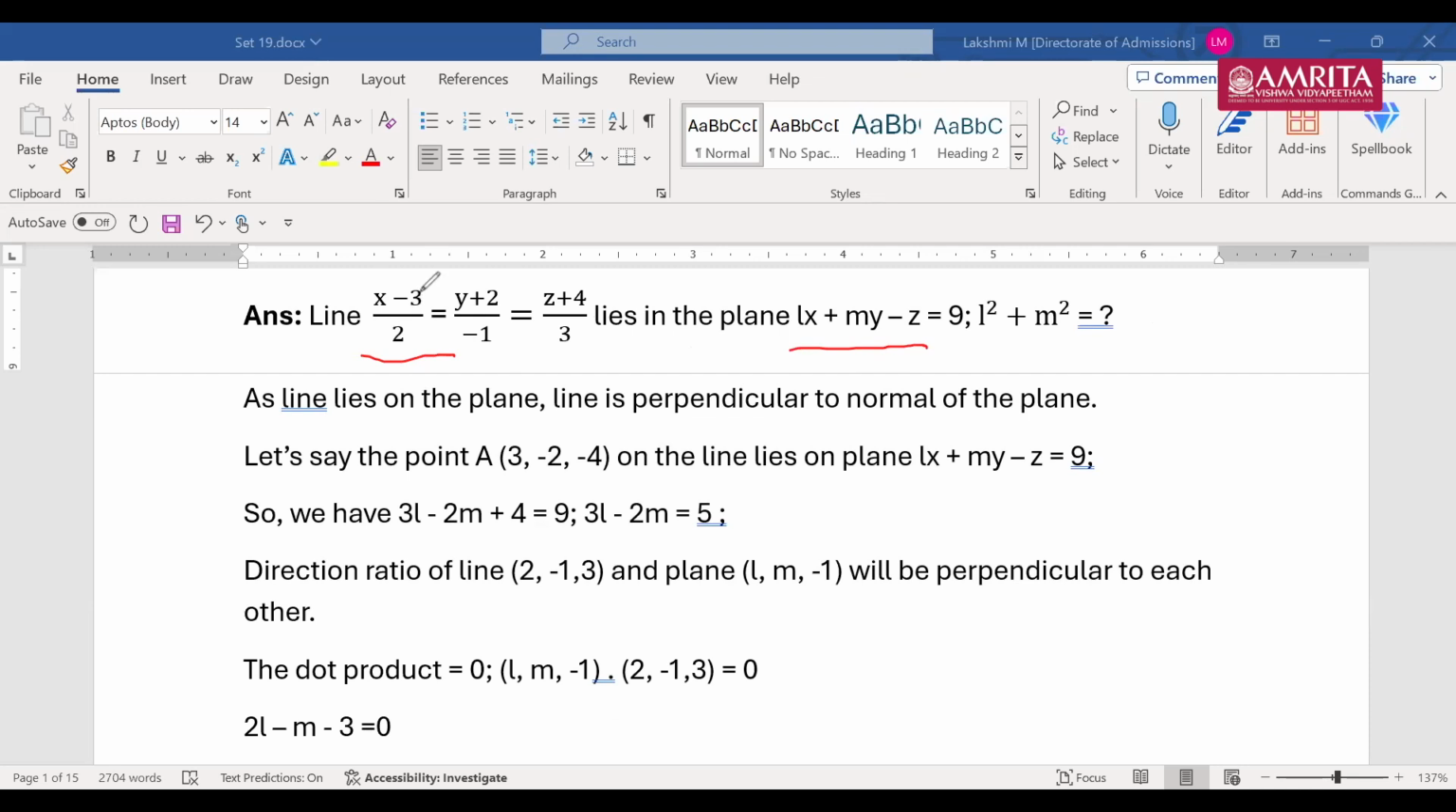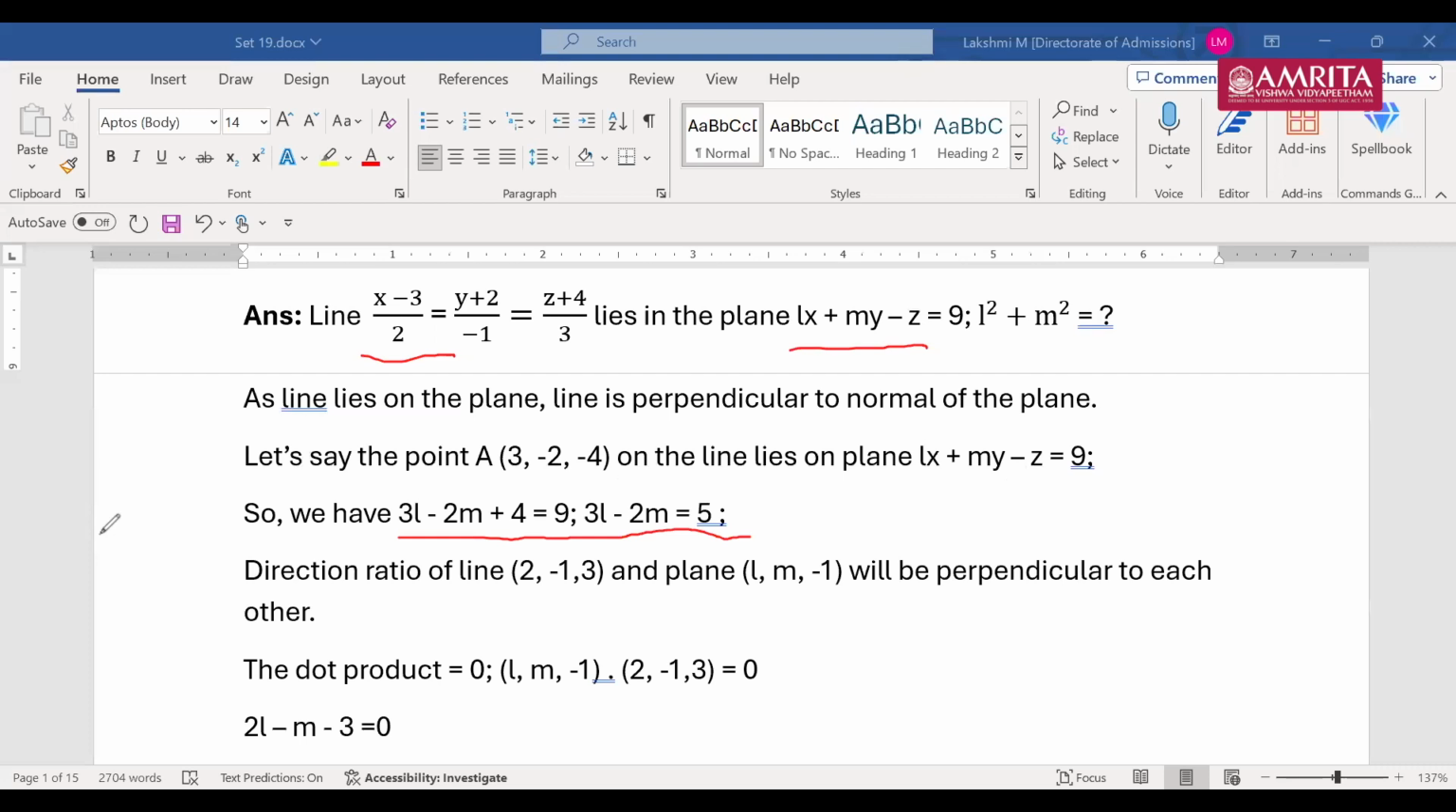Here, let's assume the point 3, 2, 4, which is on the line that lies on the plane also. So I could just substitute it directly. Since the point lies on the line, it also lies on the plane. So 3l minus 2m, z is actually minus 4, so it will be plus 4 equal to 9. 3l minus 2m plus 4 equal to 9. So 9 minus 4 is 5, so 3l minus 2m is equal to 5.